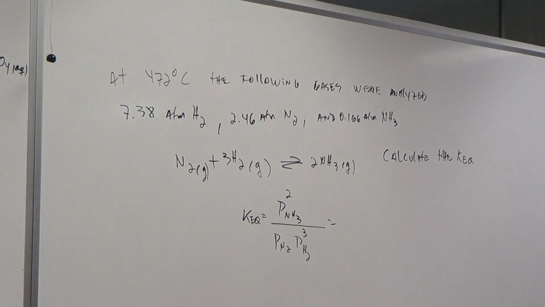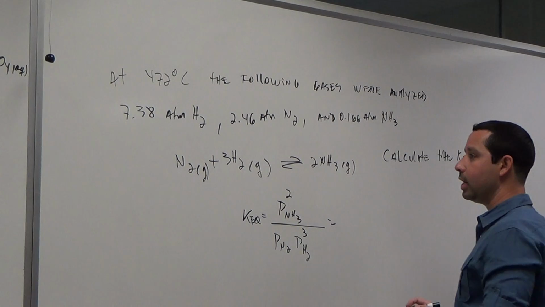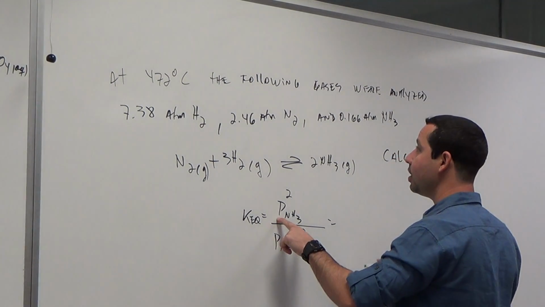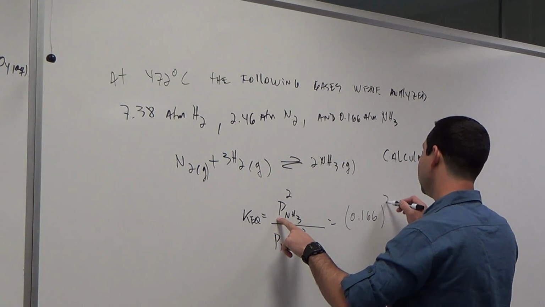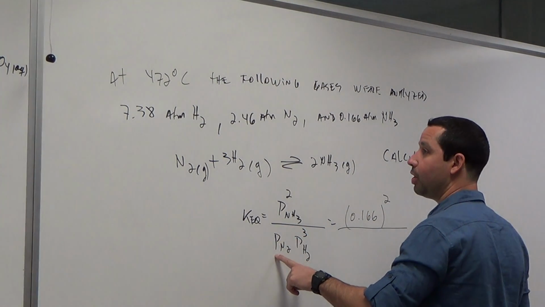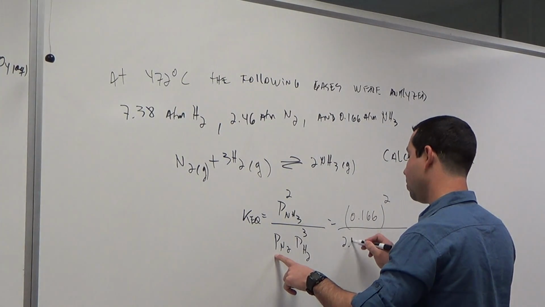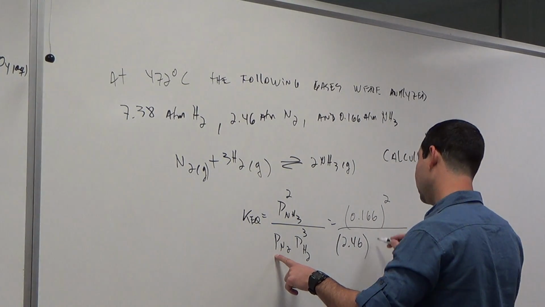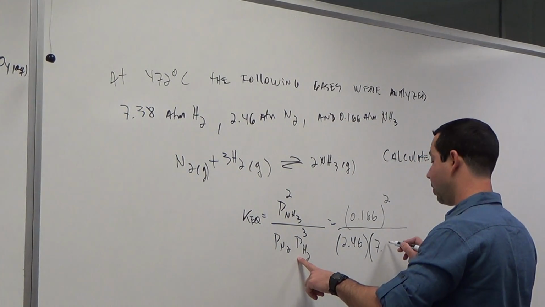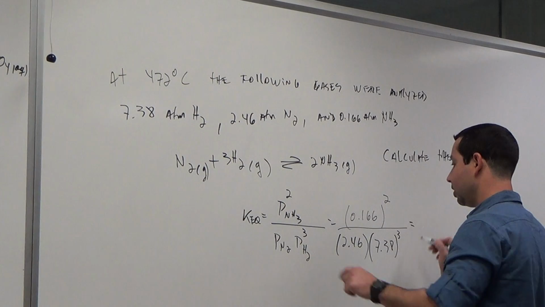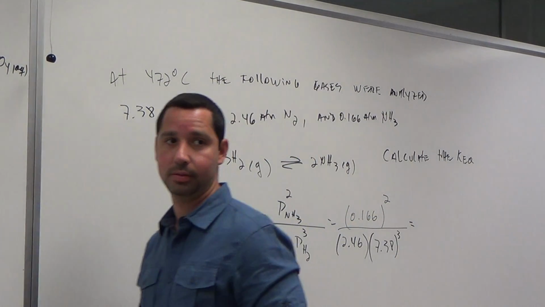Do you know what numbers they started with? No, you don't know what numbers they started with. But those are the numbers after equilibrium was reached. So we're going to write it here. Pressure of NH3, where's NH3 at? 0.1 raised to what power? Second power. Divided by the pressure of N2. Where is N2 at? 2.46, raised to the first power. And the pressure of H2 raised to the third power. You plug those numbers in, what do you get?